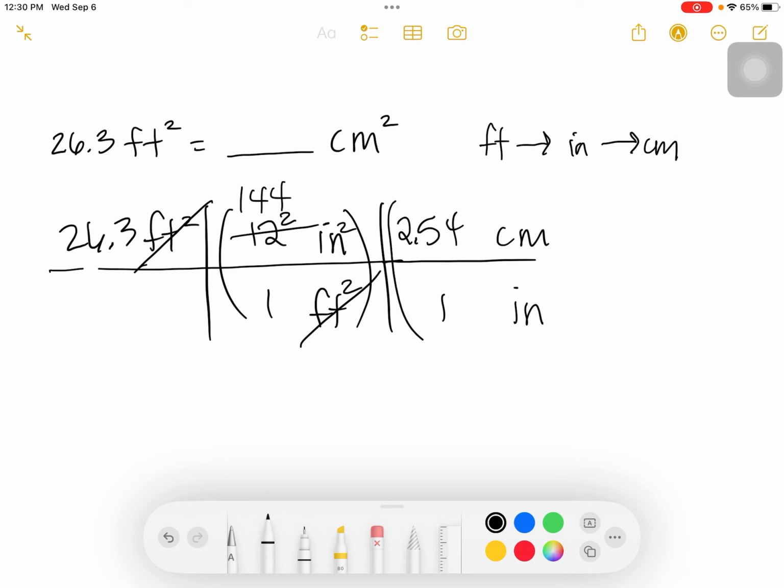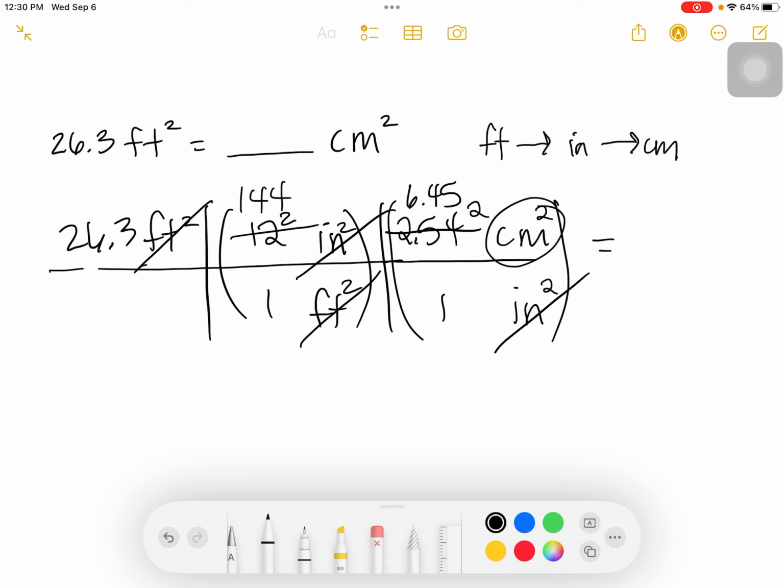But of course, I need to square this. 1 squared is 1, inches squared, centimeters squared. 2.54 squared, we have to do the math. And that is 6.45, let's say. My inches squared cancel. And I'm left with just centimeters squared.